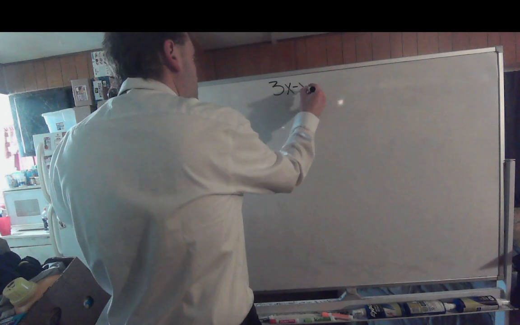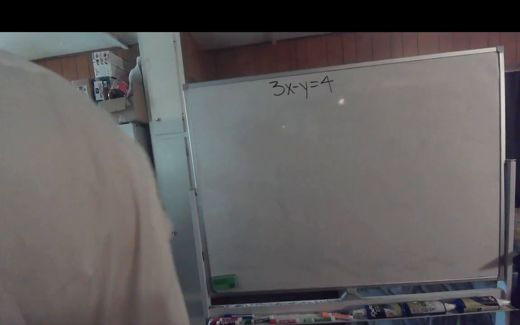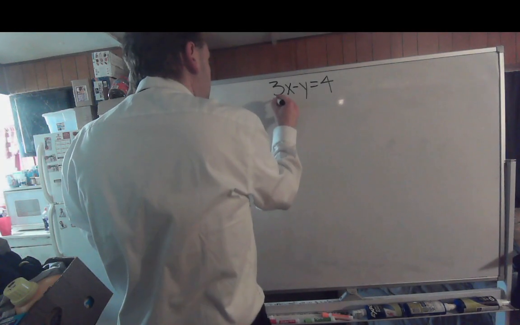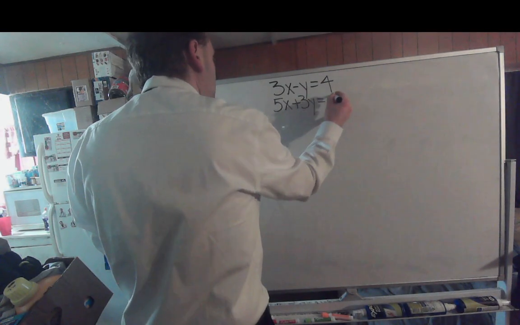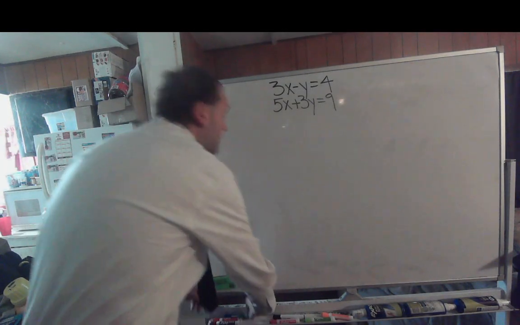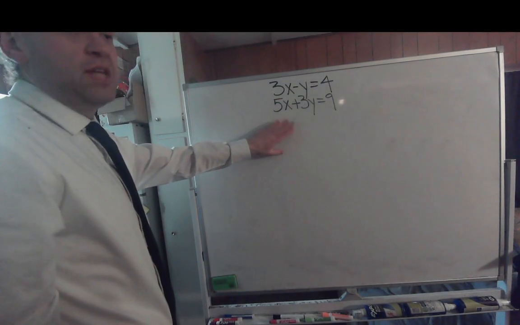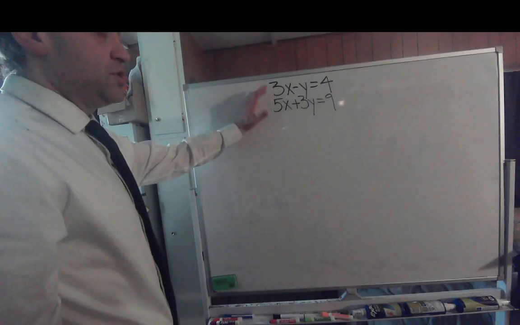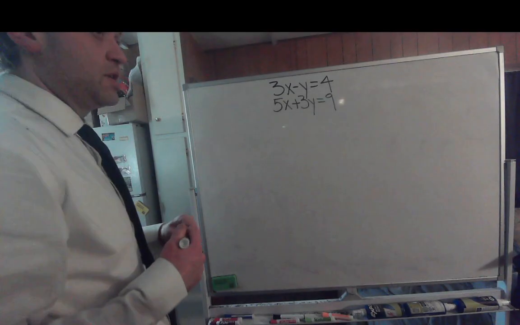3x minus y equals 4. And then 5x plus 3y equals 9. So we have the system of 3x minus y equals 4 and 5x plus 3y equals 9. Let's use substitution to solve this system of equations to find the point of intersection.